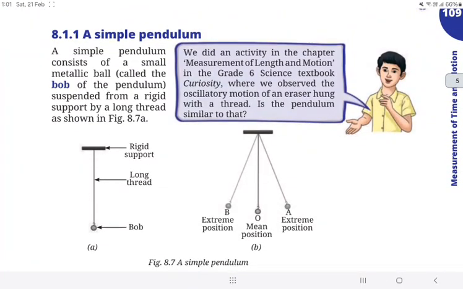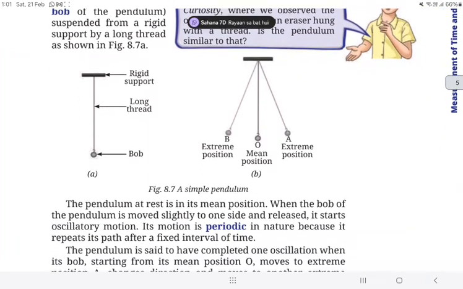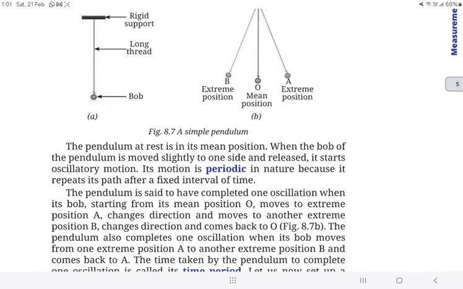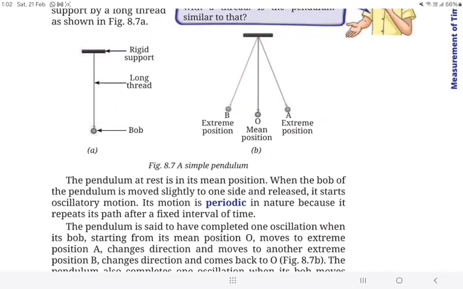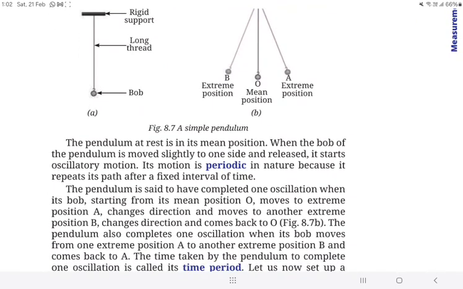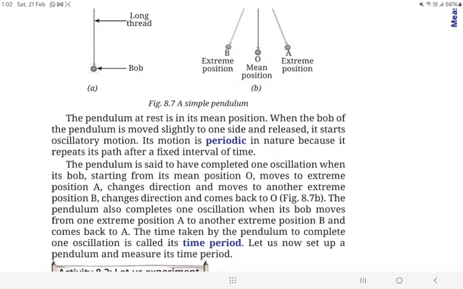Now children, let's come to the small topic and very interesting part, a simple pendulum. What is a pendulum? A pendulum, you can see, consists of a small metallic ball which is called the bob of the pendulum. It is suspended from a long thread. The pendulum at rest position is known as the mean position. You can see in the center. When the bob of the pendulum is moved slightly to one side and then released, it covers an oscillatory motion.